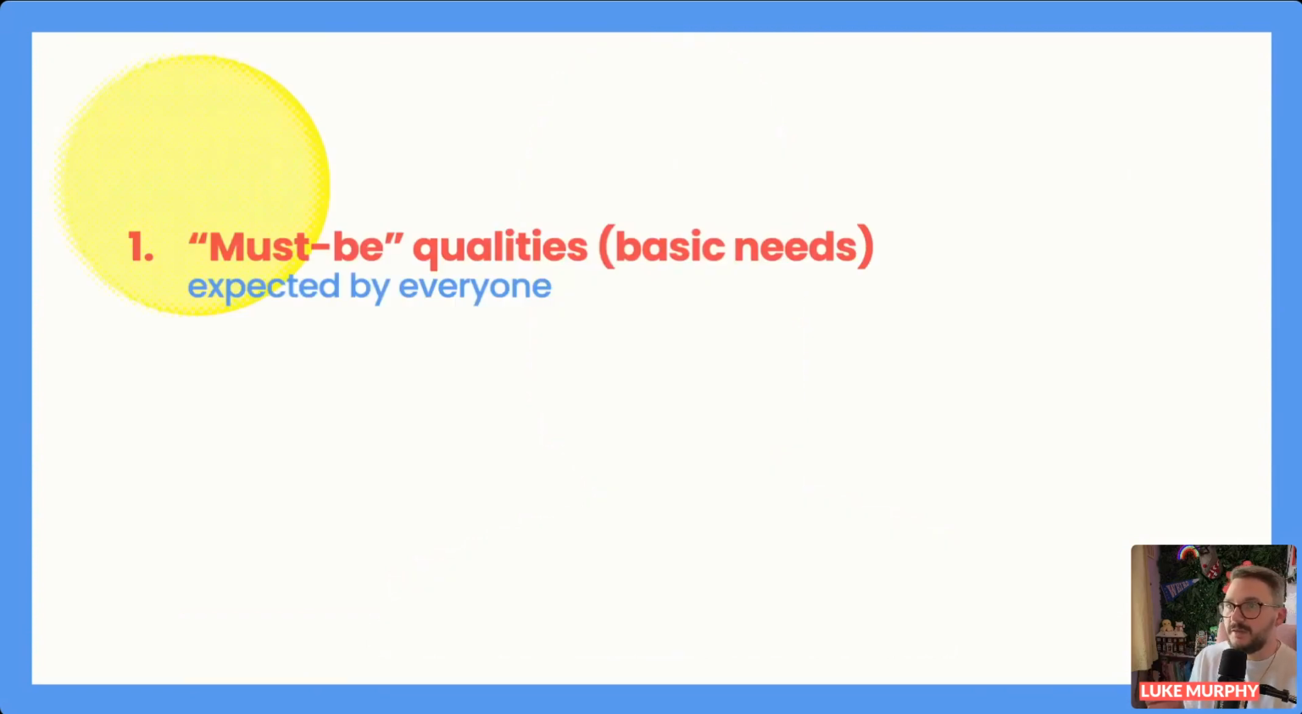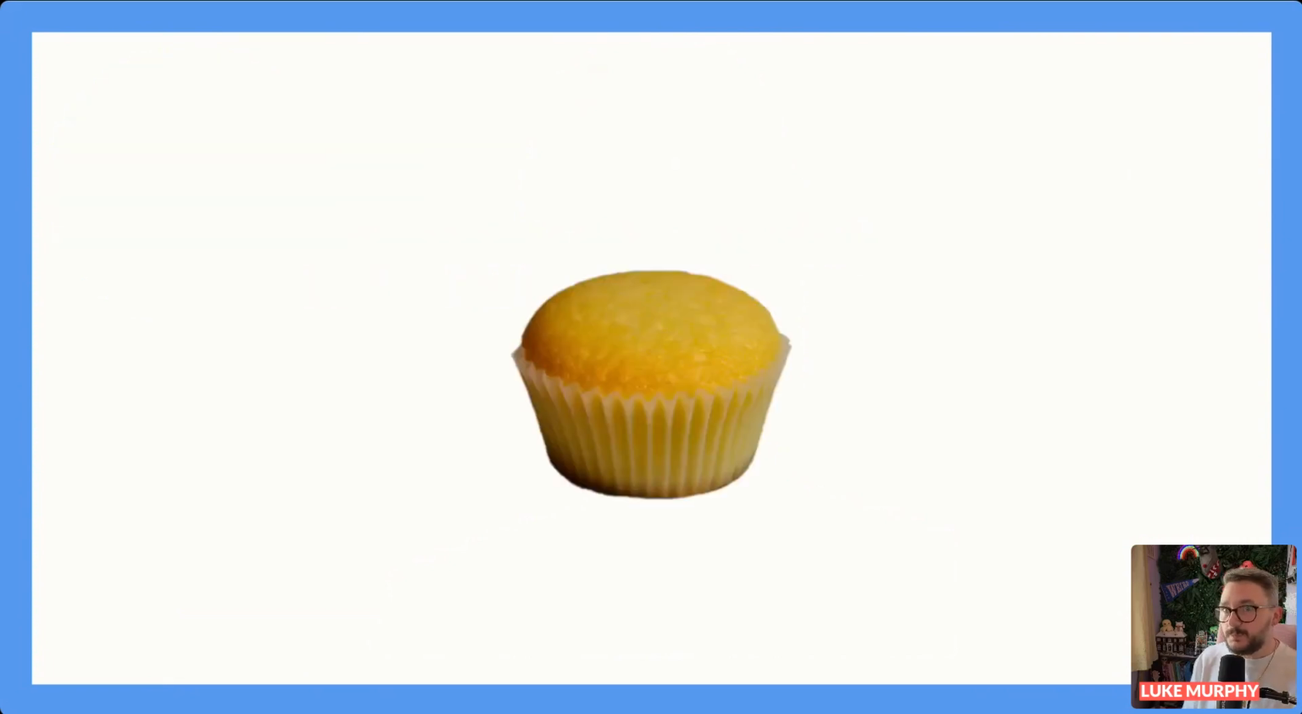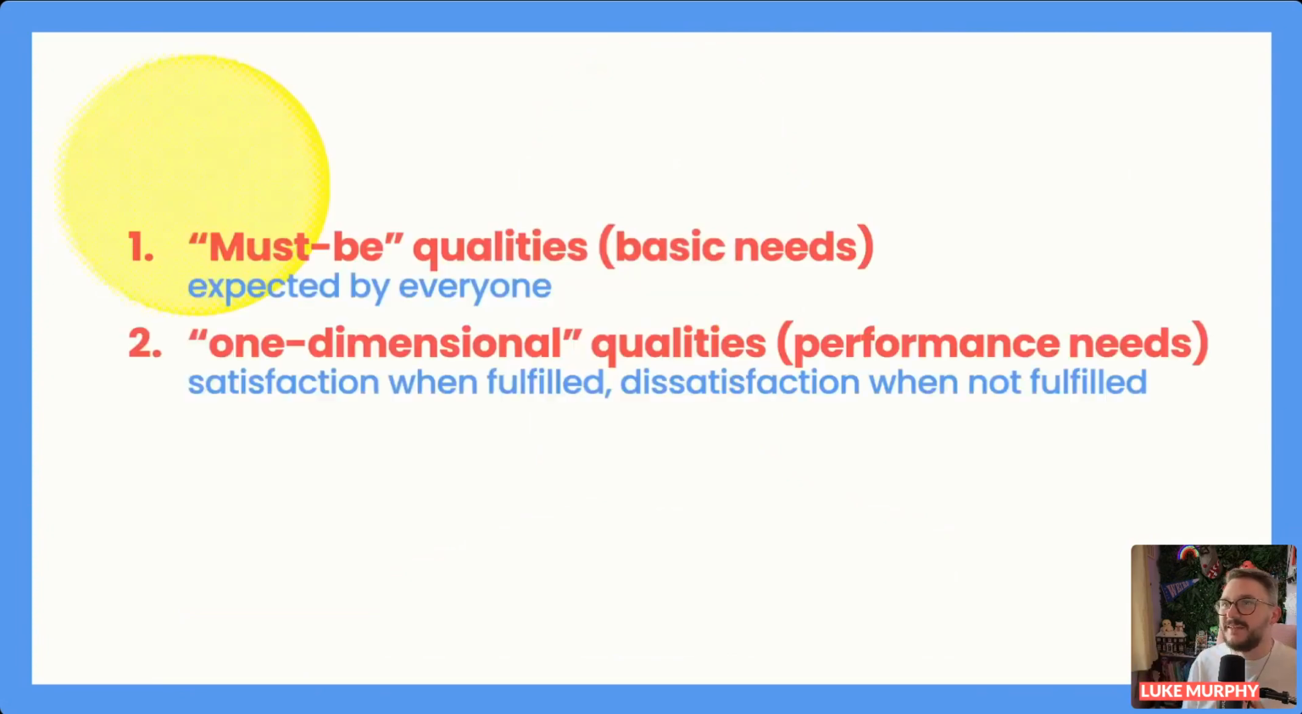These are your basic needs. They're the expected qualities. So without your basic needs satisfied in the product, you're never going to get satisfaction from the user. It's kind of like, if we were taking a cupcake, is it a cupcake? Does it look like a cupcake? Is it actually made to be a cupcake? These are the basic needs.